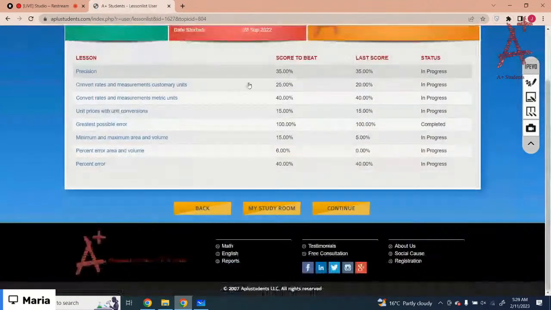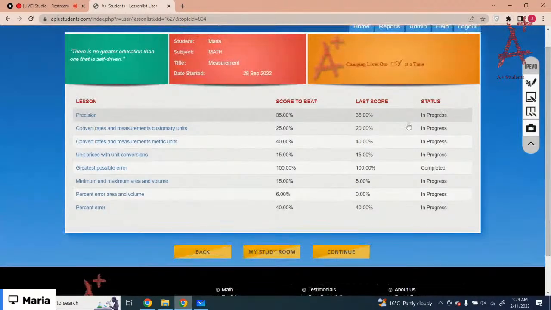But the thing is, I don't know why, all the tests are completed, but the final test is not here. Now, what can we do? We have to do the final test of the chapter.